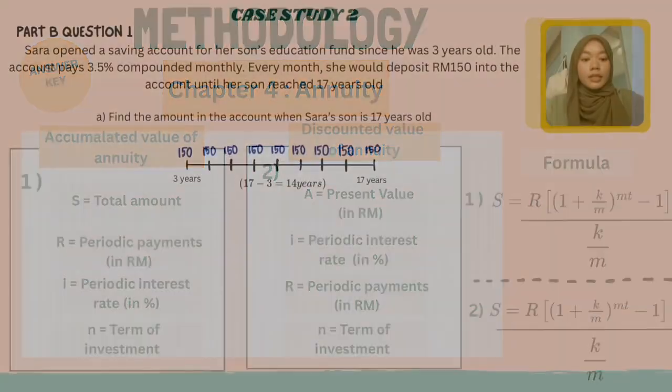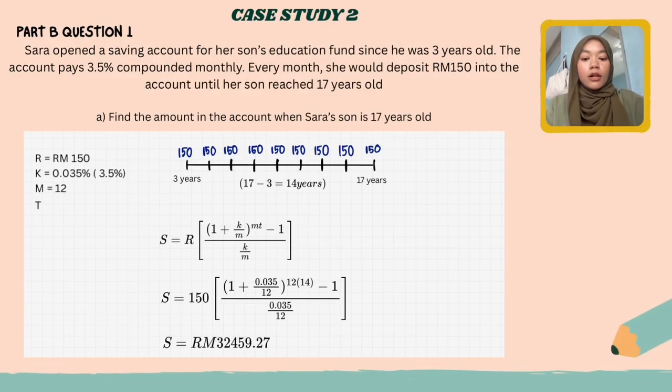This is case study 2, part B, question 1. Sarah opened a saving account for her son's education fund since he was 3 years old. The account pays 3.5% compounded monthly. Every month, she would deposit 150 into the account until her son reached 7 years old. Find the amount in the account when Sarah's son is 17 years old. So now we need to find S.